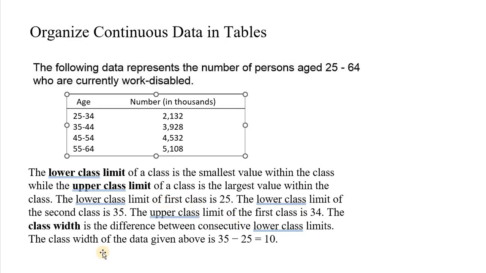The lower class limit and the upper class limit, we're going to use that to compute what we call the class width. The class width is basically the difference between two consecutive lower class limits or two consecutive upper class limits. For example, if I wanted to find the class width for these classes, I'm going to take 35 minus 25, that is the difference between two consecutive lower class limits, or I can say 44 minus 34, which is going to give me the same number, it's 10. So that is my class width.